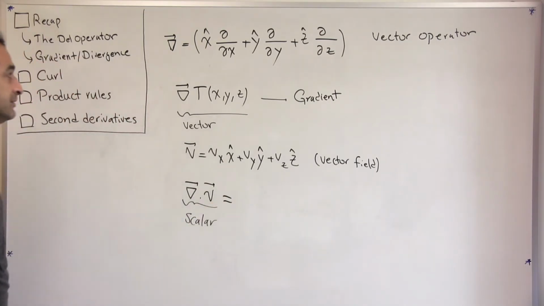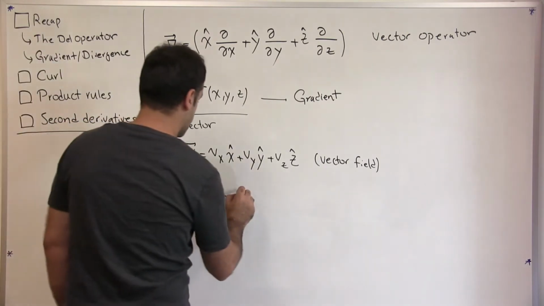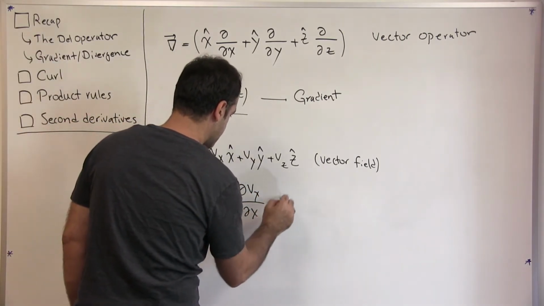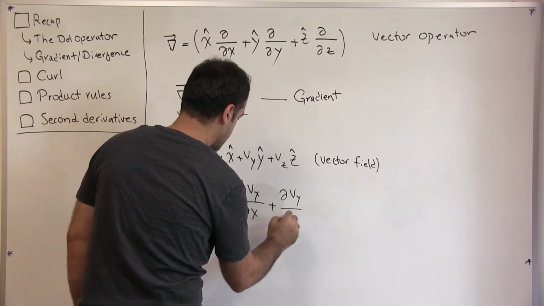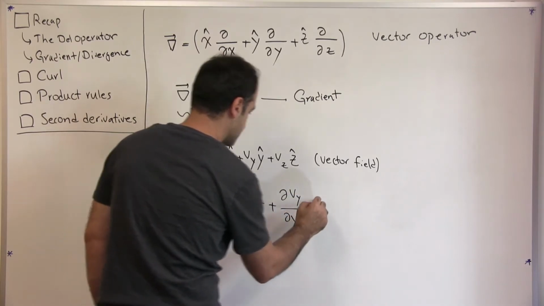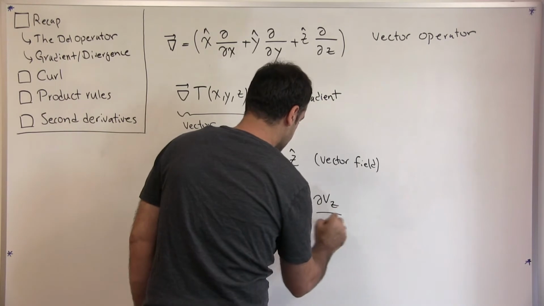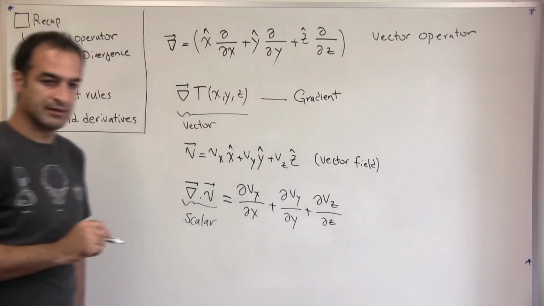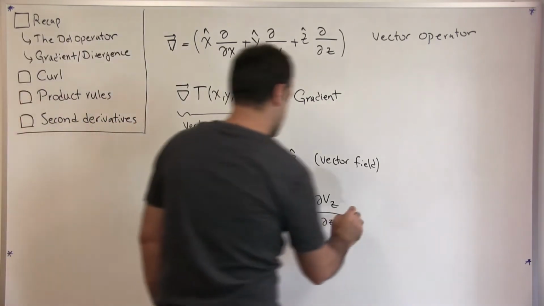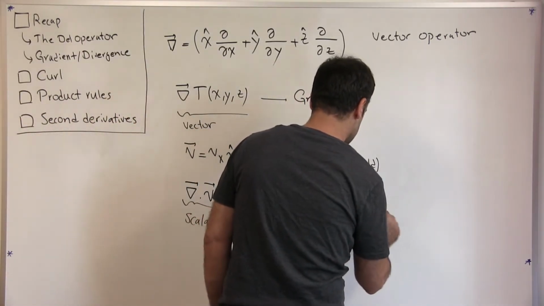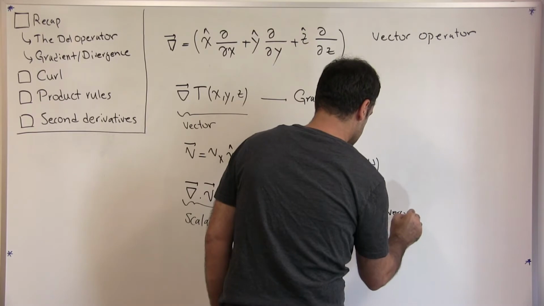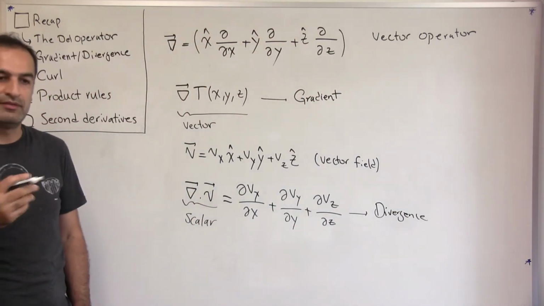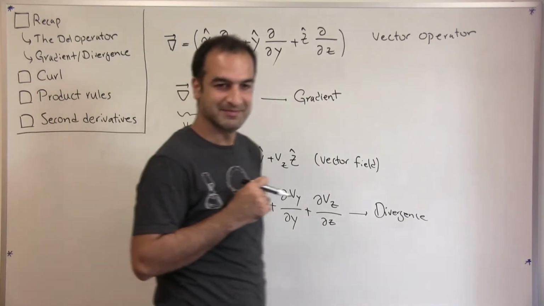And that is equal to dVx/dx plus dVy/dy plus dVz/dz. Looks good? And this is divergence. What is the conceptual meaning of divergence?